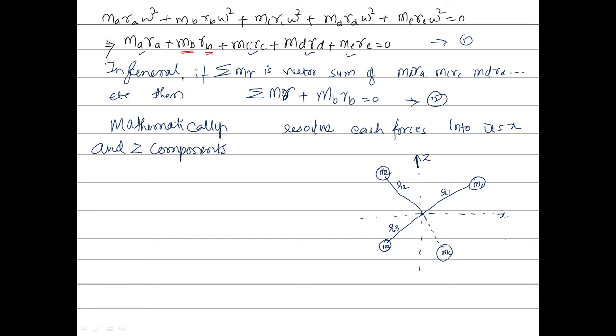Now let us observe here. This is the x direction. r1 is the radius of mass 1, which has an angle of theta 1 with respect to the x direction. Here it is theta 2 with reference to the x direction. Next, this is theta 3.